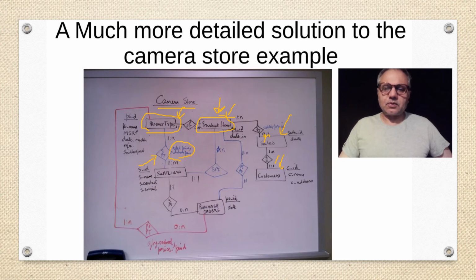Now, every time the store wants to order some items from the suppliers, they will make up a purchase order, which is equivalent to the sale, but on the purchase side. So it's a transaction. And the purchase order is going to be linked to one supplier, just like a sale is linked to one customer.